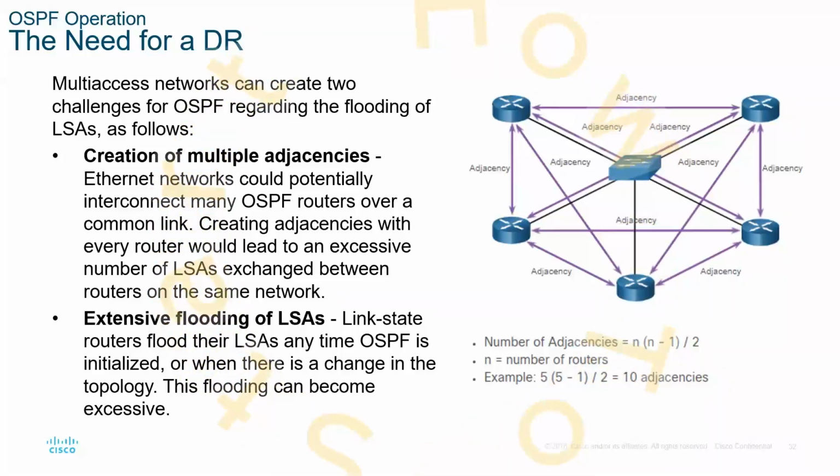So a common formula is the number of adjacencies is equal to n, which is the number of routers, times n minus 1, all divided by 2. If there are 5 routers, you have 5 times 4, that's 20, divided by 2. That means there are 10 adjacencies. This flooding can be very excessive. So, with a DR, we can control some of that flooding.